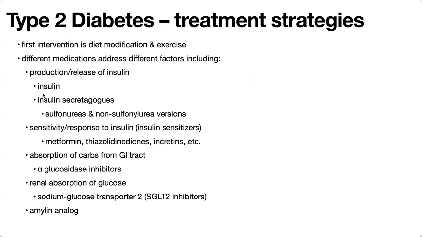Now let's talk about some of the other strategies. Amylin's kind of a newer, weirder one, but there are simpler things that you can think about. The first is just diet modification and exercise.